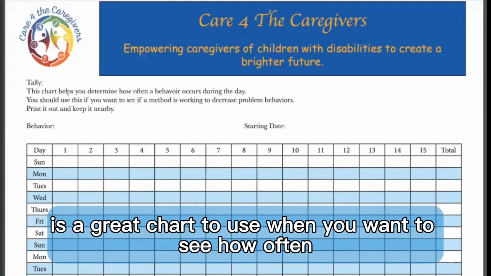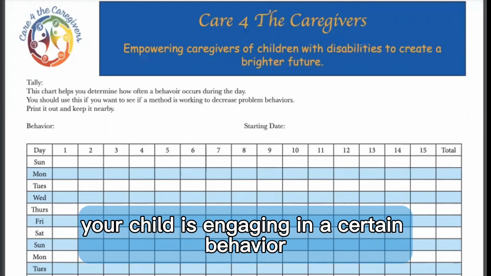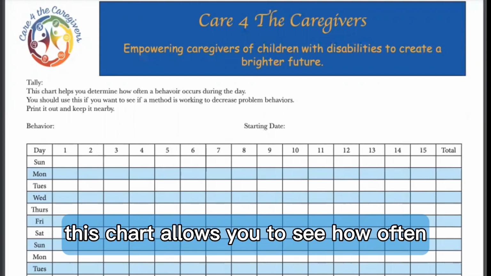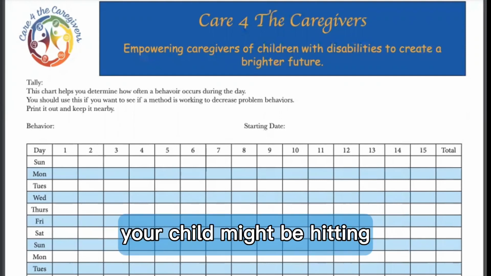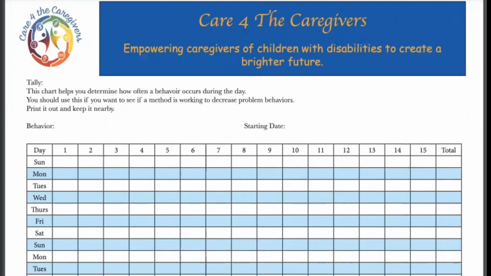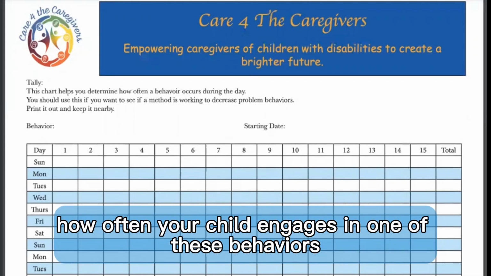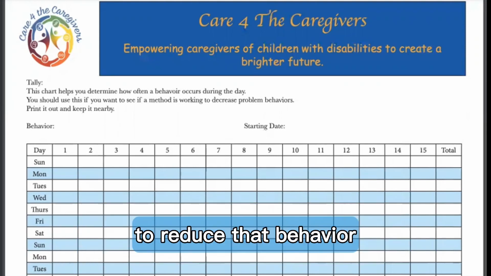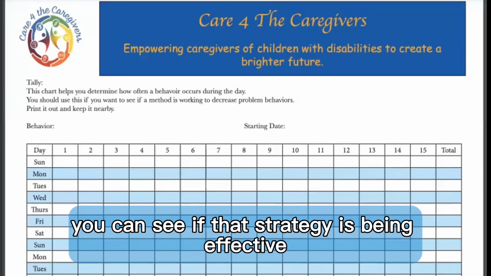The tally chart is a great chart to use when you want to see how often your child is engaging in a certain behavior. This chart allows you to see how often, for example, your child might be hitting, pinching, or spitting. By charting how often your child engages in one of these behaviors and then implementing some kind of strategy to reduce that behavior, you can see if that strategy is being effective.